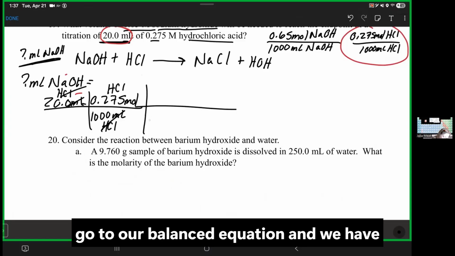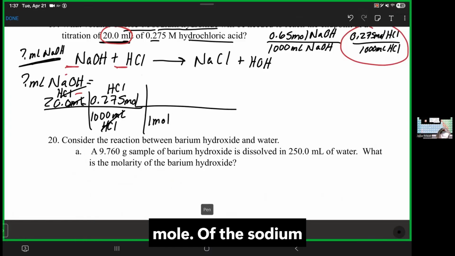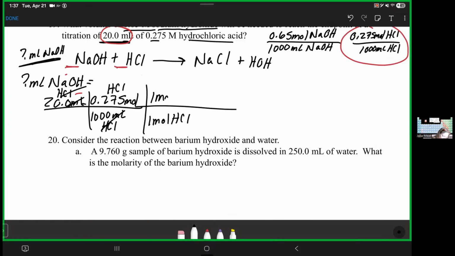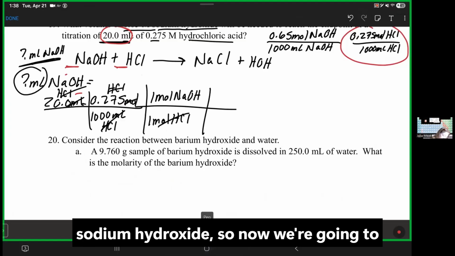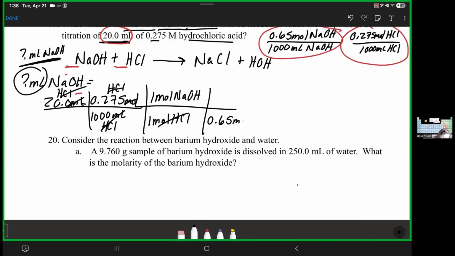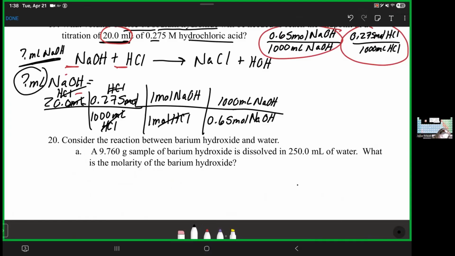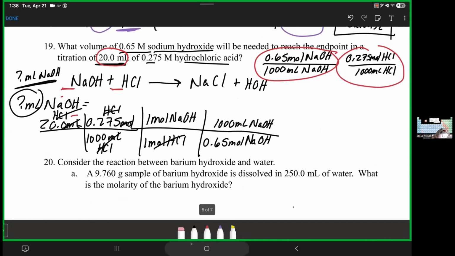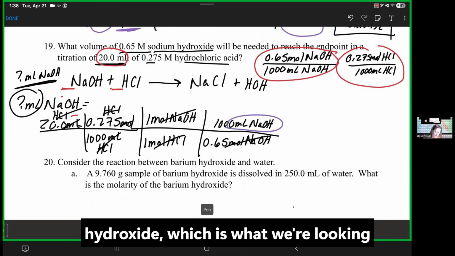So we go to our balanced equation, and we have 1 mole of the hydrochloric acid to 1 mole of the sodium hydroxide. But we want to know volume of sodium hydroxide, so now we're going to use that molarity with the moles on the bottom to cancel. And the milliliters on the top. And those cancel, and we are at milliliters of sodium hydroxide, which is what we're looking for.